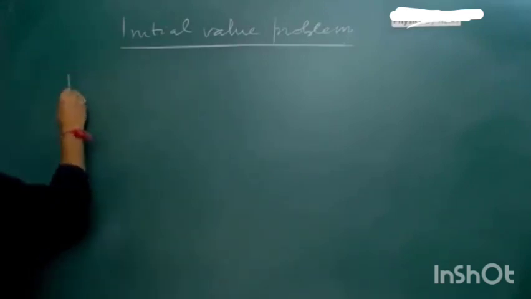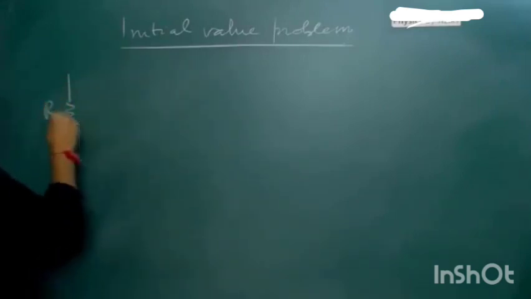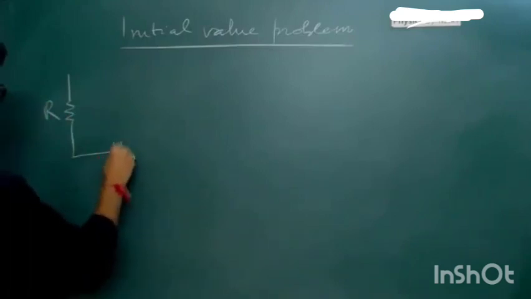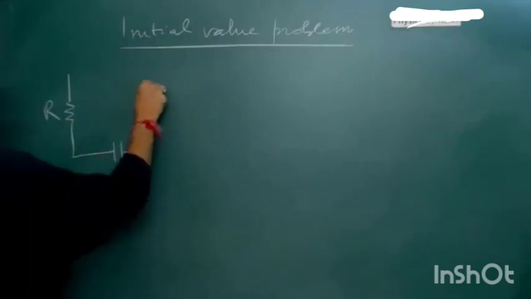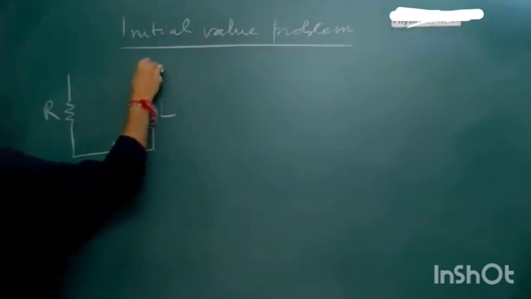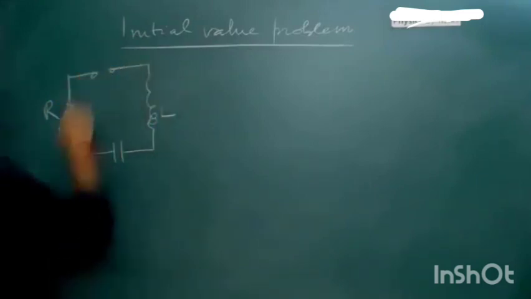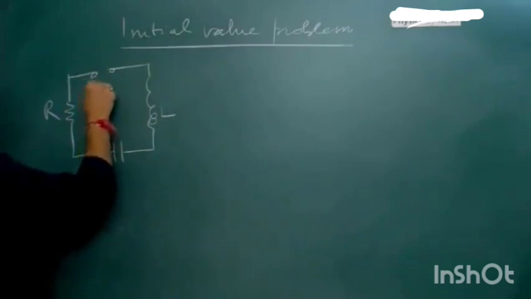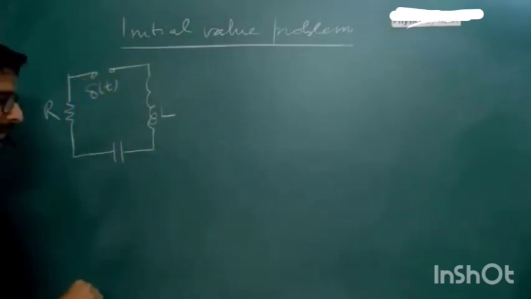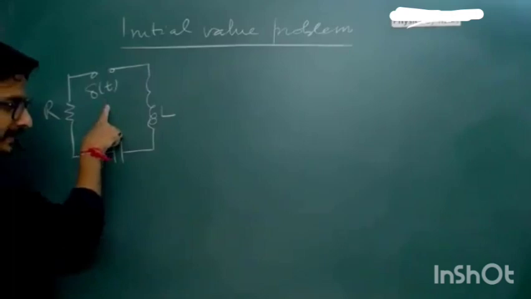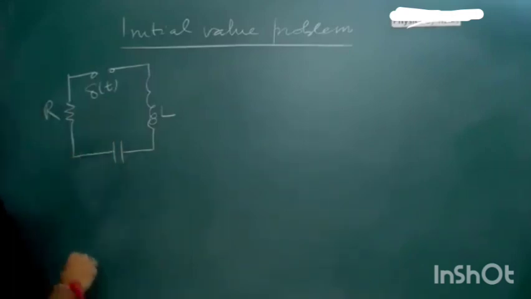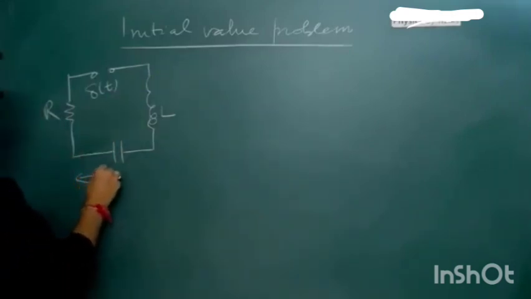Now let me take another question of this type to make you understand. Suppose there is a circuit like this. This is a capacitor, this is an inductor, and this is the source, and the source voltage is the delta function. Okay, the source voltage is the delta function, and we have to calculate the voltage.